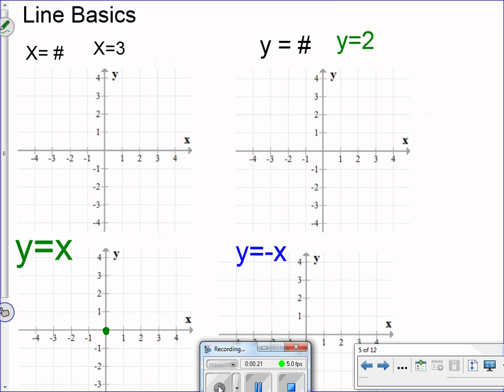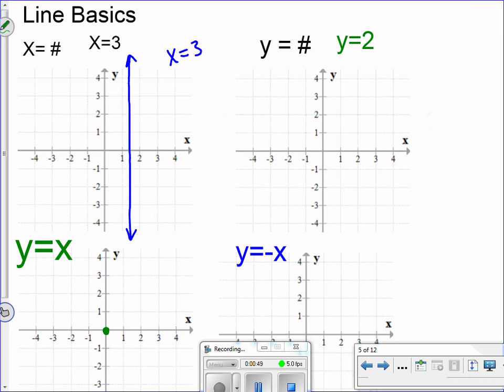Okay, let's do some line basics before we get too deep into this. Let's take a look at how we would draw an equation like x equals a number. In this case, I'm going to look at x equals 3. Now, x equals 3 is a vertical line, and it goes through the x-axis at 3. Keep in mind, we always want to identify our line and write it into the graph. So whenever we draw a line, we always write the equation next to it. So this would be x equals -2. This would be x equals 0, also known as the y-axis.